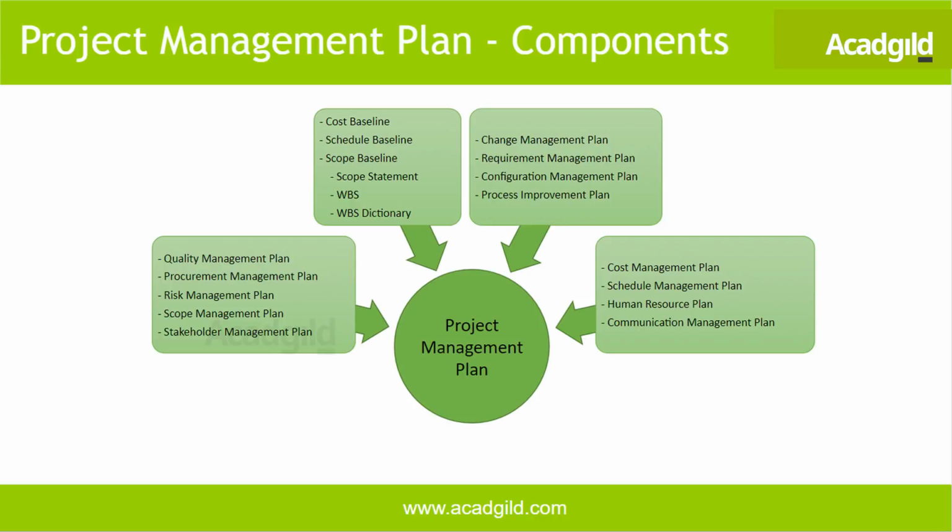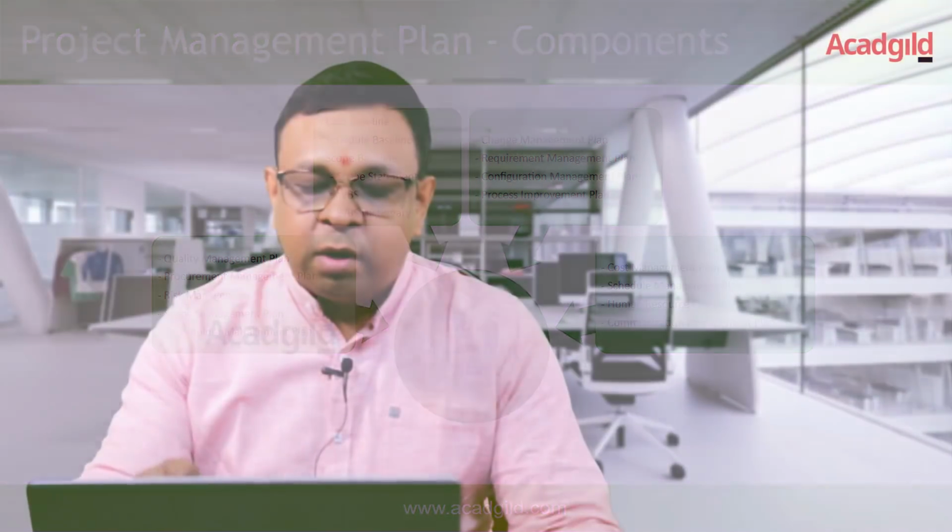So we'll be talking more about the scope statement, WBS and WBS dictionary in the subsequent knowledge areas, in the scope management exactly. So this provides a nutshell of what the project management plan is all about. So this is a very key process because lots of processes which we are going to discuss in other knowledge areas are in planning. So this gives a fair idea of where the project manager has to concentrate a lot.